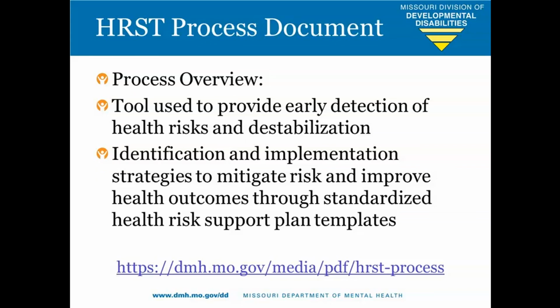Okay, so the health risk screening tool process document. The health risk screening tool is a tool used to provide early detection of health risk and destabilization. The Missouri Health Risk Screening Tool Project has also designed standardized electronic health risk support plan templates in the system, which will support the team with identification of implementation strategies to mitigate risk and improve health outcomes. The completion of the health risk screening tool and any applicable health risk support plans will align with the individual's annual individualized support plan meeting, the ISP meeting. There is a link on this slide for the health risk process document overview. Next slide, please.